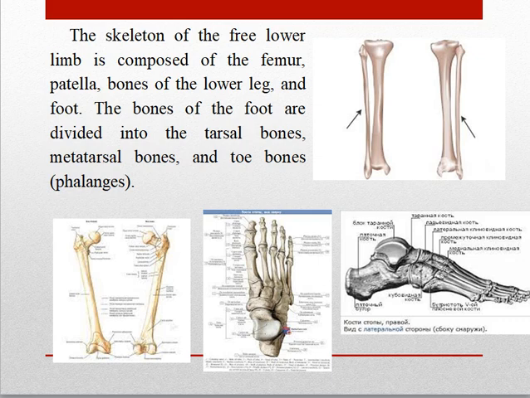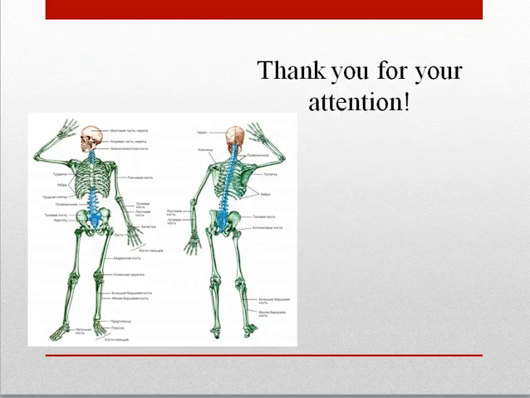The skeleton of the free lower limb is composed of the femur, patella, bones of the lower leg, and foot. The bones of the foot are divided into the tarsal bones, metatarsal bones, and toe bones, phalanges.